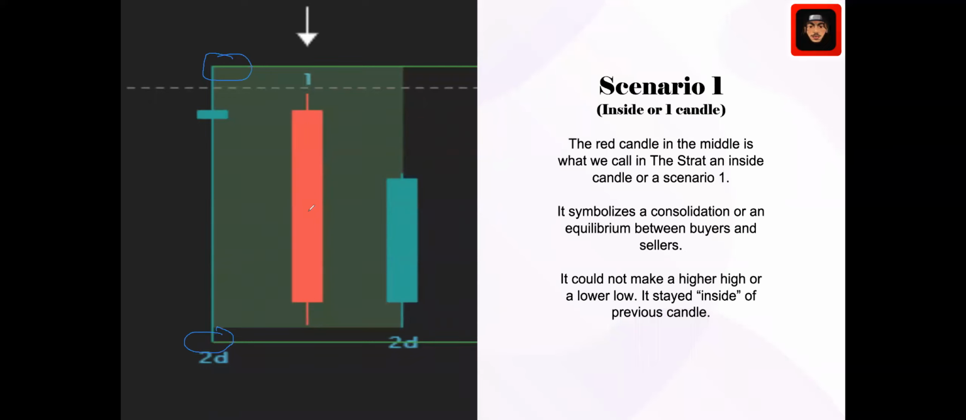Whether it breaks out to the upside or it breaks out to the downside. All right. That's scenario one, an inside candle. A lot of strategers love playing inside candle breaks. All right. So now let me get out of this.